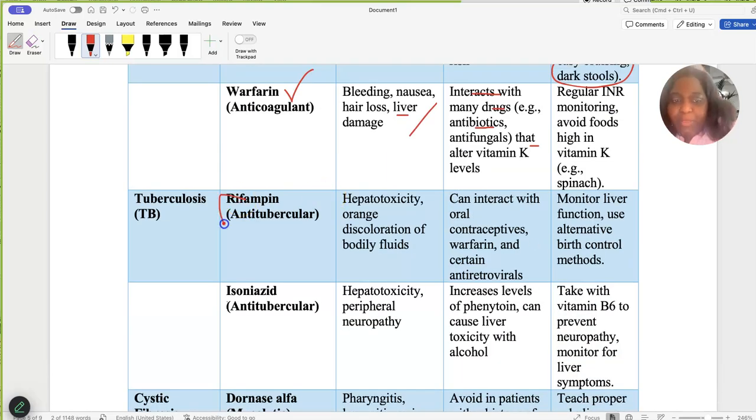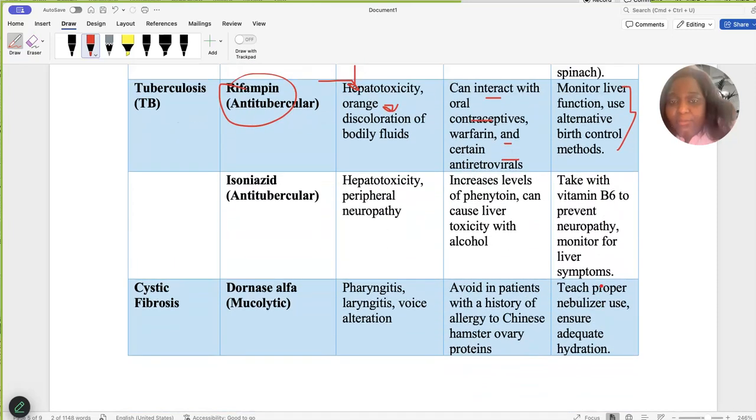But let's talk about rifampin, which we normally use for tuberculosis. Hepatotoxicity is one of the side effects, along with orange discoloration of bodily fluids. It can interact with oral contraceptives, warfarin, and certain antiretrovirals. We have to monitor liver function. Use alternative birth control methods if you can.